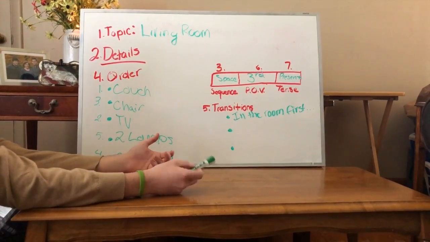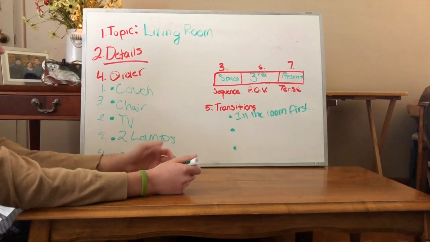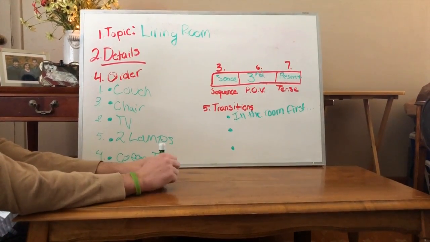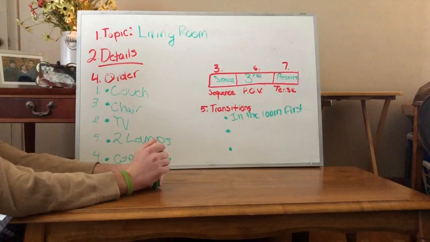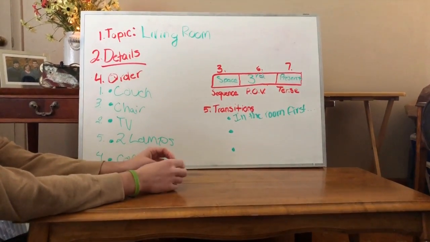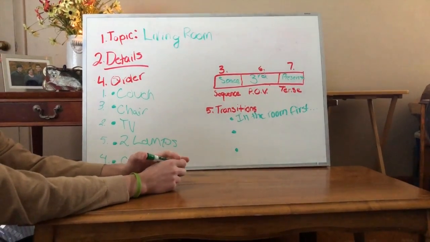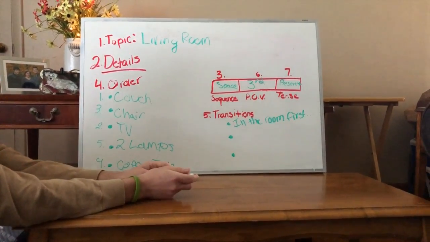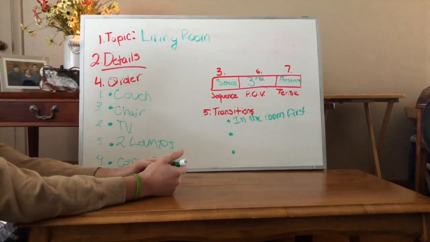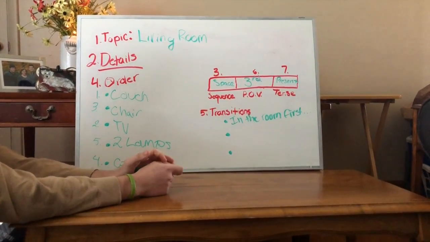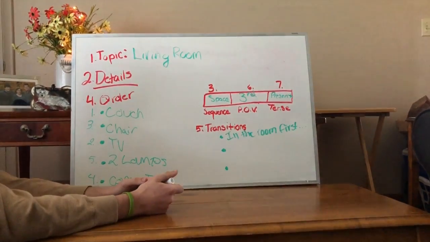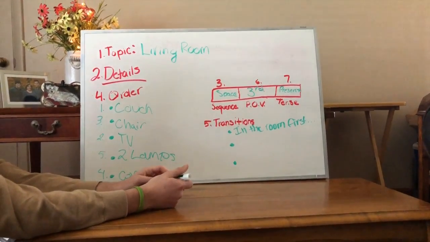So in the room first, I saw the couch. Next, I looked around and I saw the TV. That would be your transition into the next. And then finally, we did the point of view and tense, which we realized was the third person because we're talking about objects, and then present tense. So double check, make sure you have all the same thing.